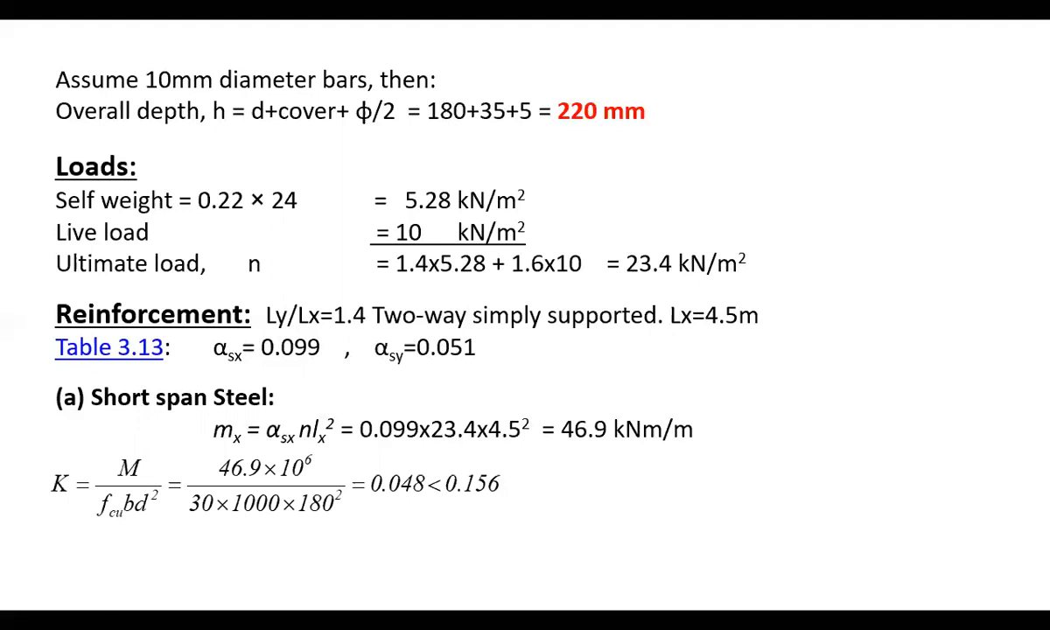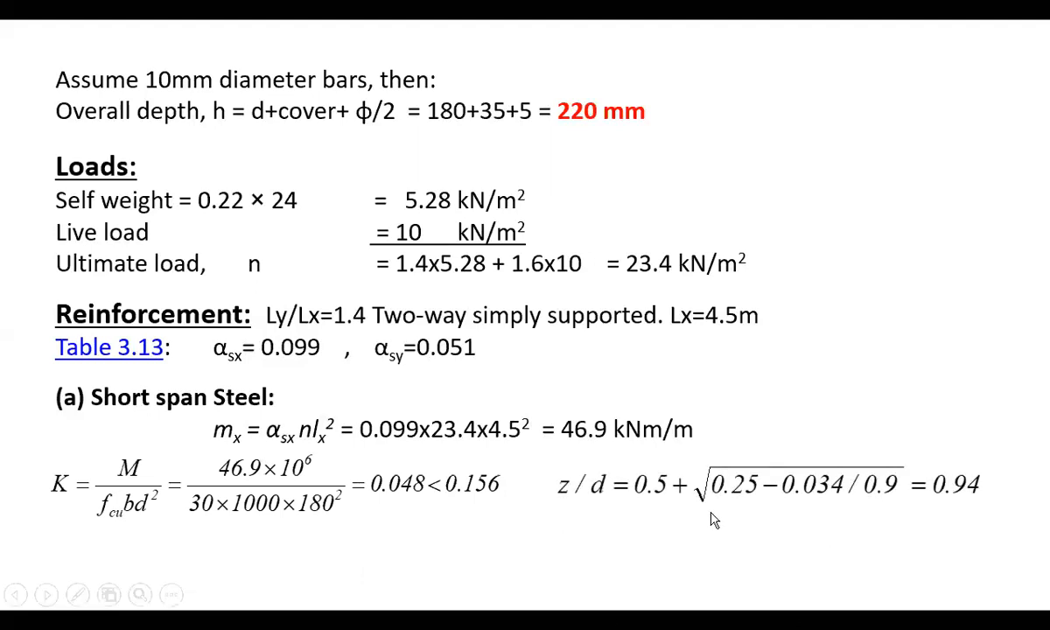And d squared is 180 squared. So this will give us a small value, 0.048, which will for sure be less than 0.156. It means this will be a single reinforced section. We don't need to add compression steel here. Once you have done that, you have to calculate the z over d.